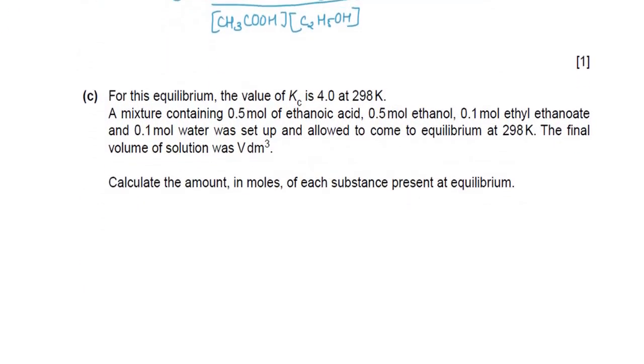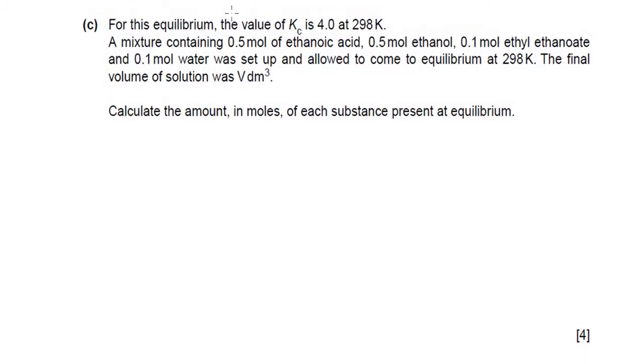Now let's have a look at the next sub question, which says, for this equilibrium the value of Kc is 4. So we are given the value of Kc. A mixture containing 0.5 moles of ethanoic acid, 0.5 moles of ethanol, 0.1 moles of ethyl ethanoate, that is the ester, and 0.1 mole of water was set up and allowed to come to equilibrium. These are the initial moles. The final volume of the solution is V dm cube. Calculate the amount in moles of each substance present at equilibrium.